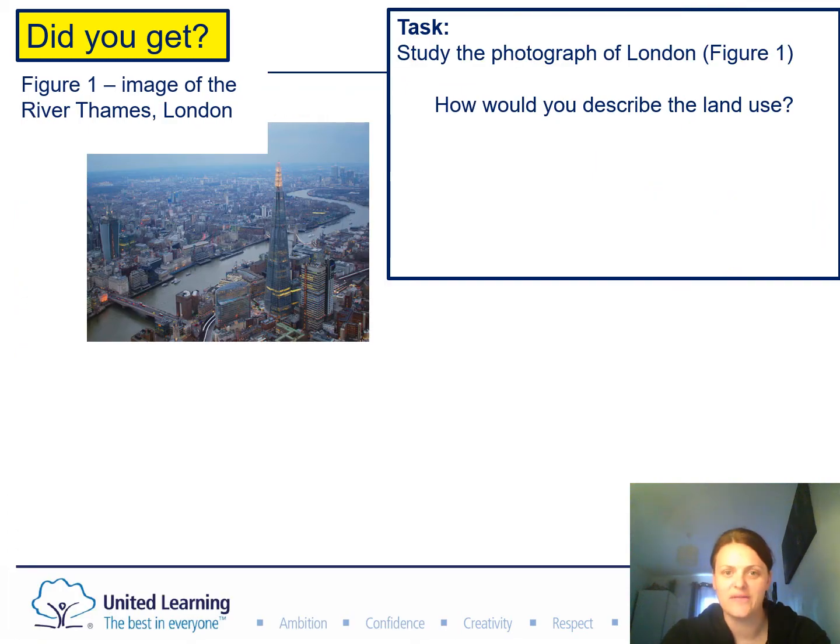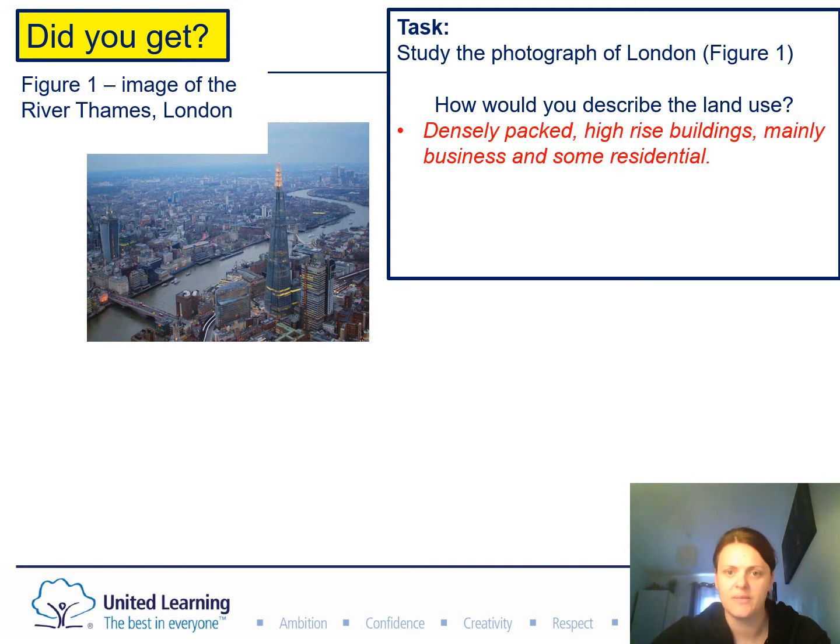Right, let's see how well you've done. Get your green pens out. So this picture of London, how would you describe its land use? Well, we know that this is the centre of London. Okay, so it is densely packed. Okay, we're referring to the buildings here. It is densely packed. The buildings are also high-rise. You can see the Shard, you can't get more high-rise than that.